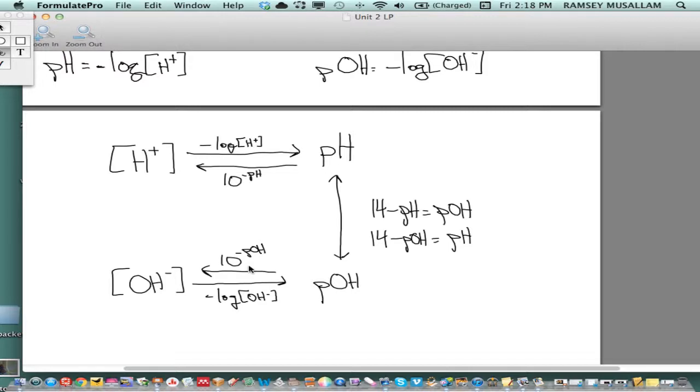So they could give you the pH and ask you for the pOH. They're not going to give you the H plus and ask for anything else, because you're going to calculate. So you need to calculate, but it's just good to be aware of this.